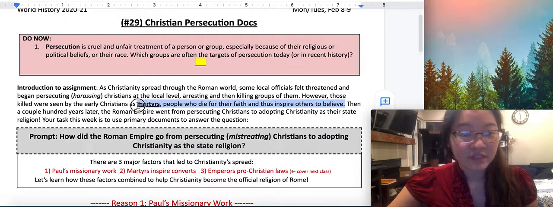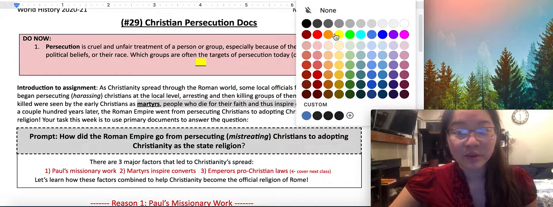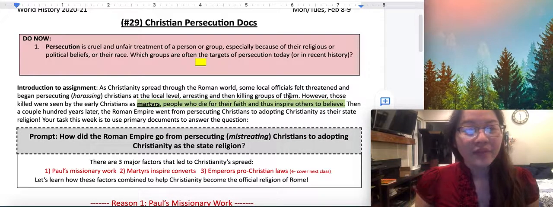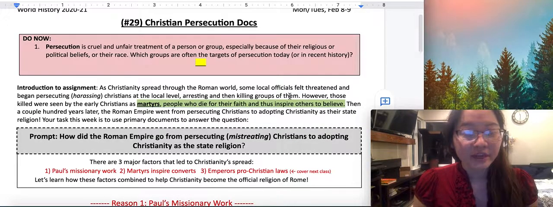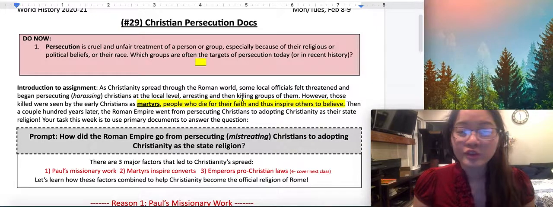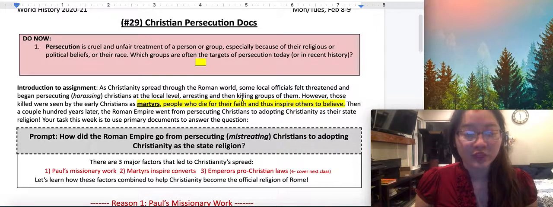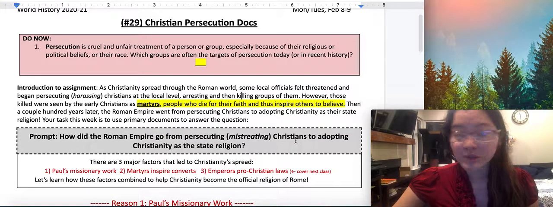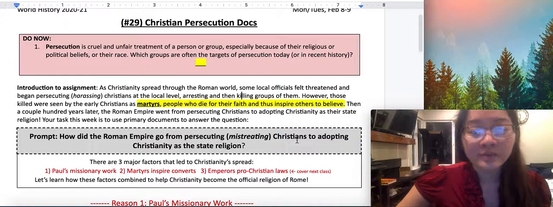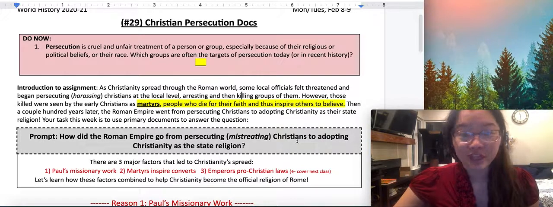to believe. This is a huge vocabulary word that we want to highlight. Then, a couple hundred years later, the Roman Empire went from persecuting Christians to adopting Christianity as their state religion. Your task this week is to use primary documents to answer the question. Prompt: how did the Roman Empire go from persecuting or mistreating Christians to adopting Christianity as the state religion?